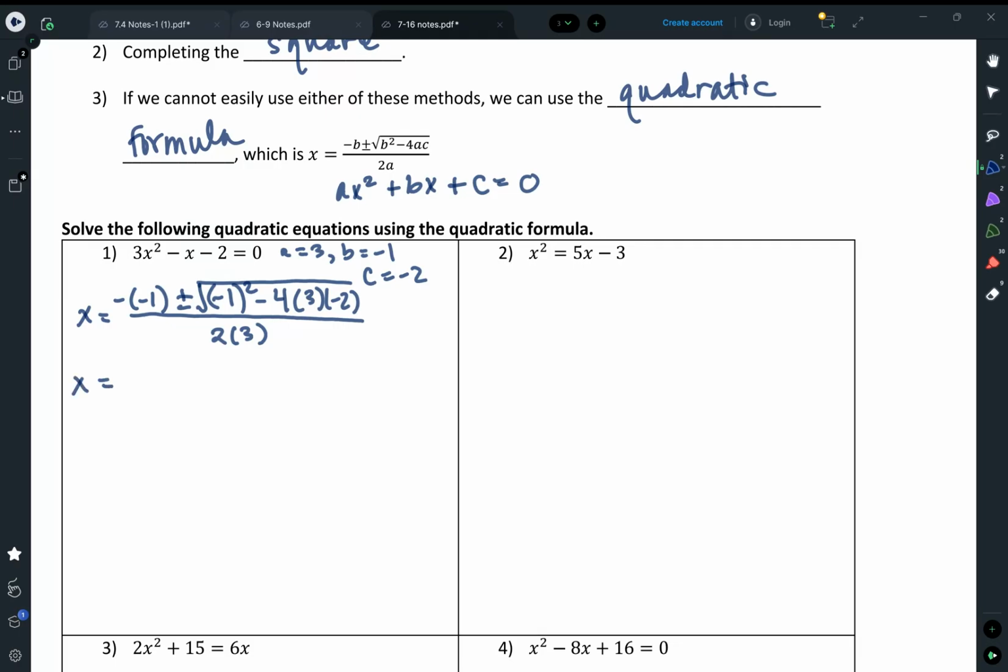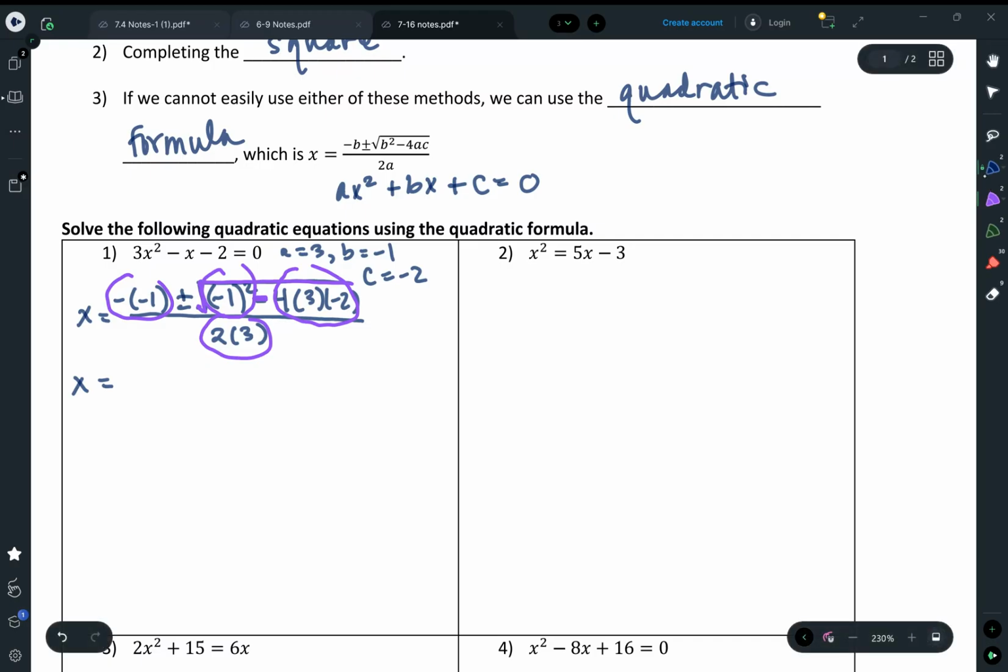So let's think about our order of operations. I would want to start inside that square root because the square root is like a grouping symbol. So I'm going to do the -1 squared and multiply the 4 times 3 times -2. The subtraction part in here has to come last. I'm also going to simplify the bottom. Remember, the adding and subtracting part has to come last.